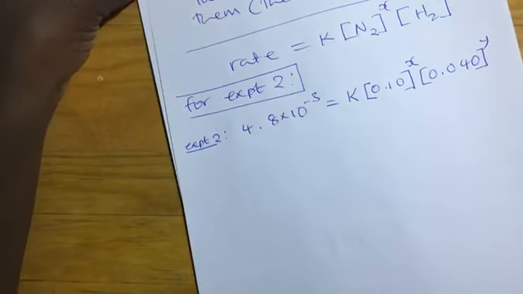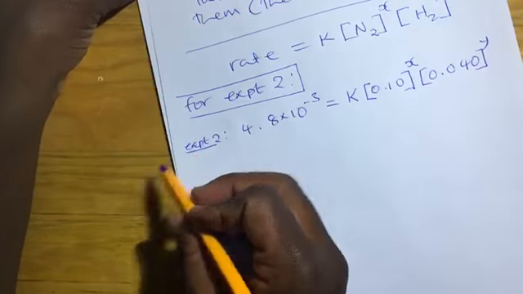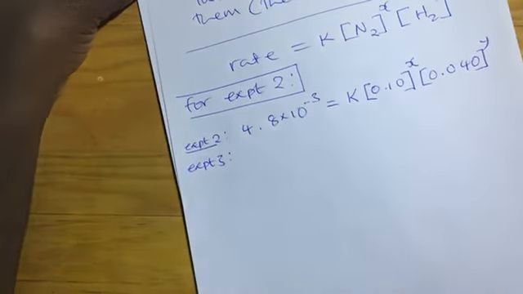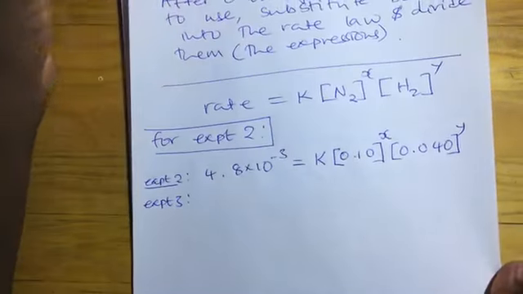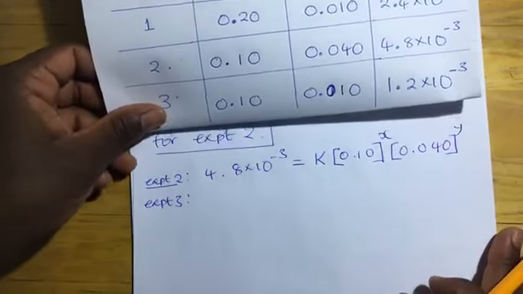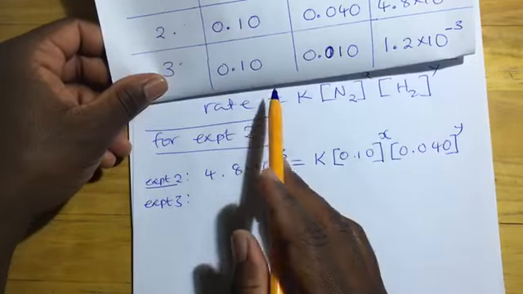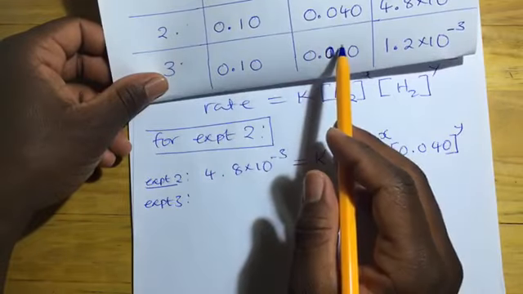This is experiment 2. Okay? Let's now substitute in experiment 3. Substituting in experiment 3. Okay, so this is the data for experiment 3. This is for nitrogen. This is for hydrogen.